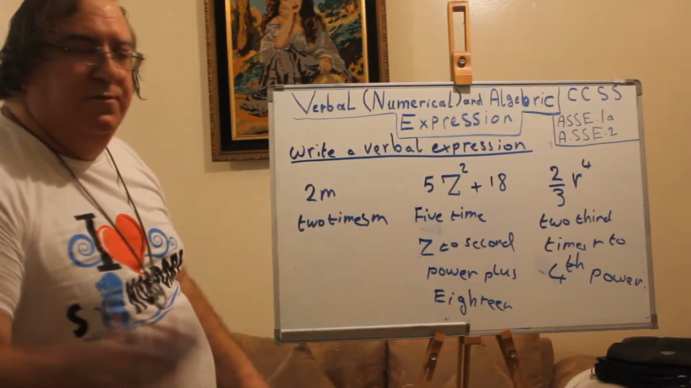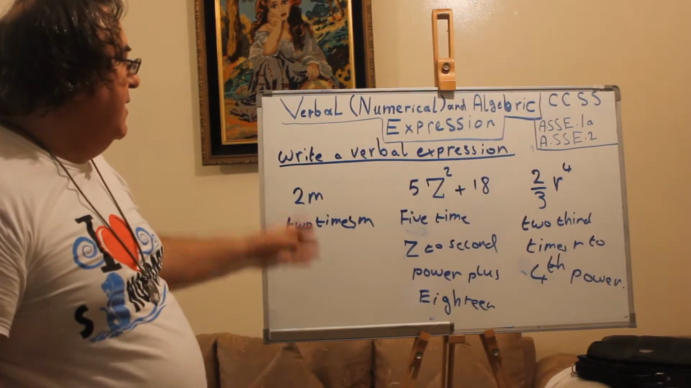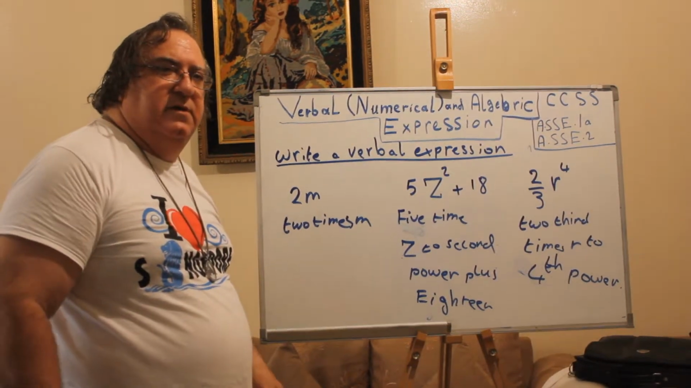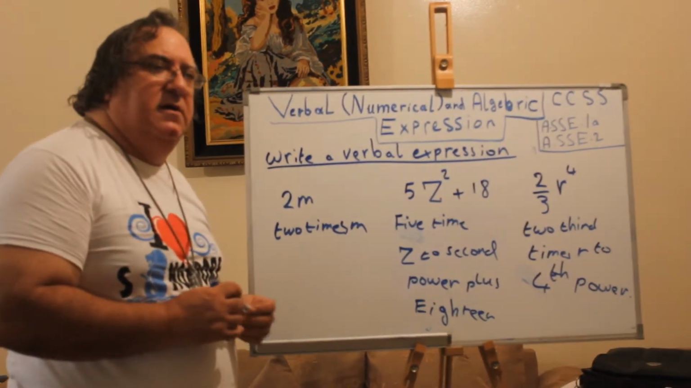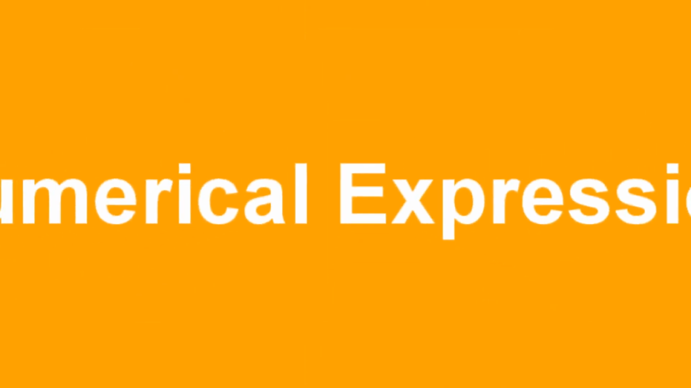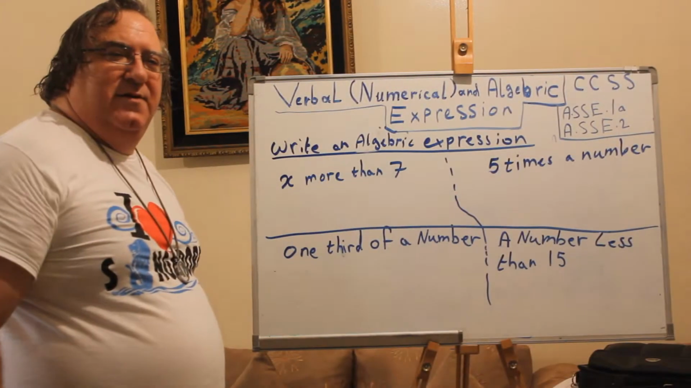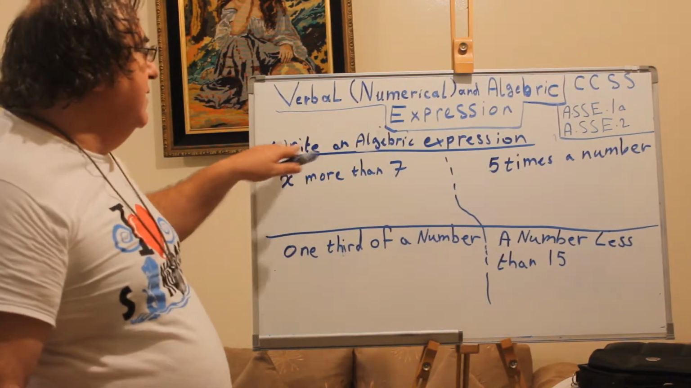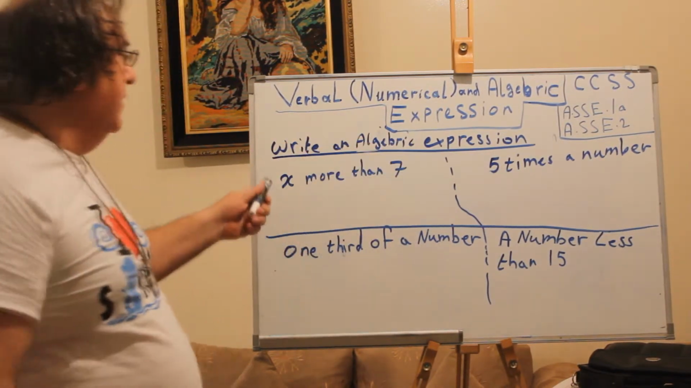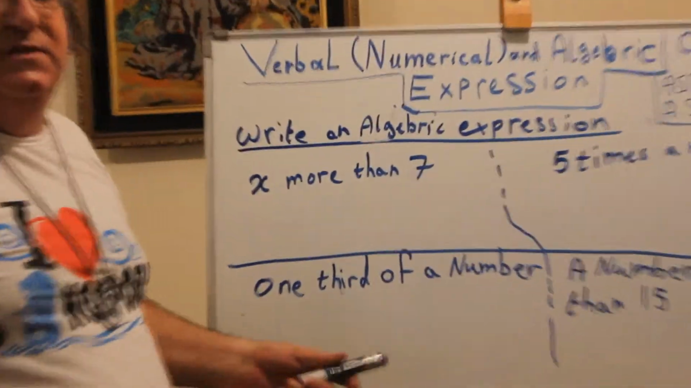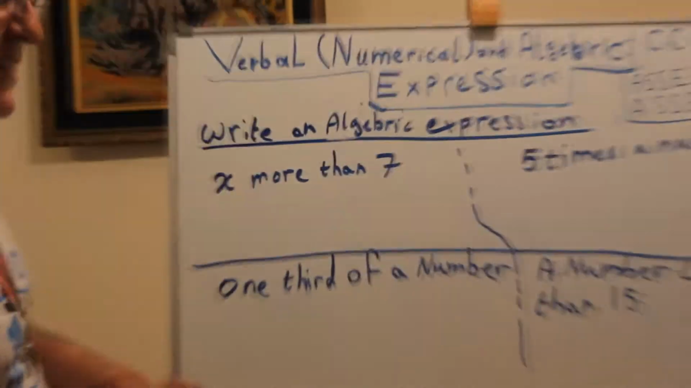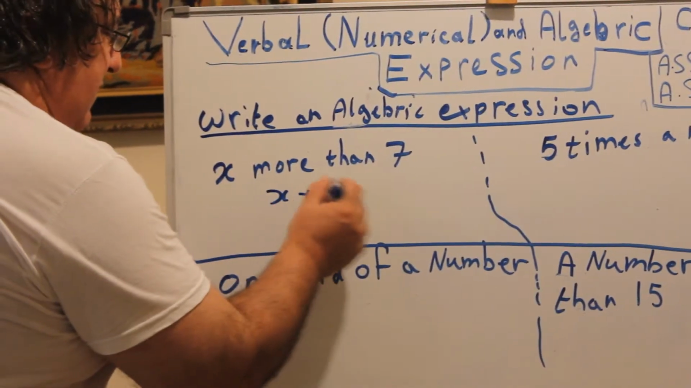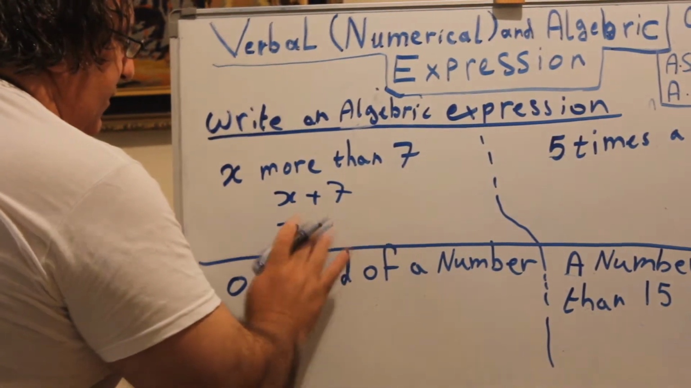Let's go to, if we have a verbal expression, we have to make it an algebraic expression. Now, the last thing, he is giving you a verbal expression and asking you to write it in an algebraic expression. For example, x more than 7. It's obvious. X more than 7 means adding. So whether you write x plus 7 or 7 plus x, it's all one.